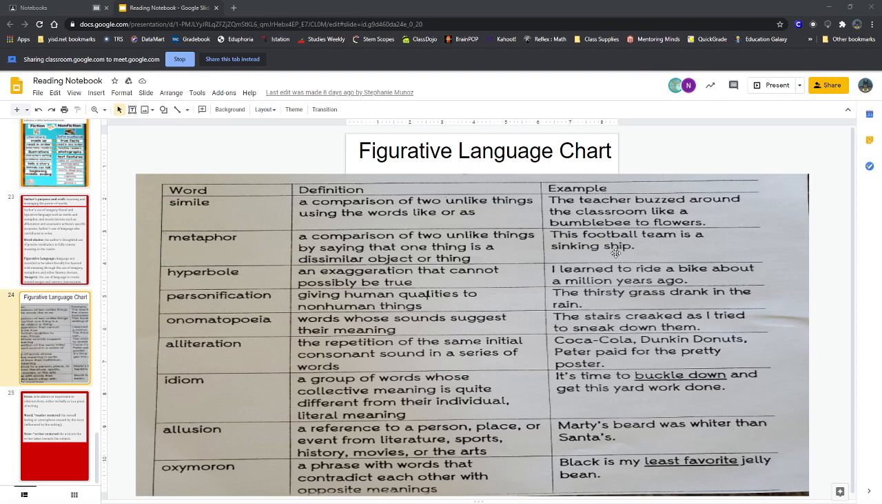So again, it doesn't mean it literally. The football team is not actually a ship in the water that's slowly sinking. But what do you think they're trying to say when they say the football team is a sinking ship? What are they trying to say about that football team? What do you think that means when they say the football team is a sinking ship? What are they trying to say about the football team?